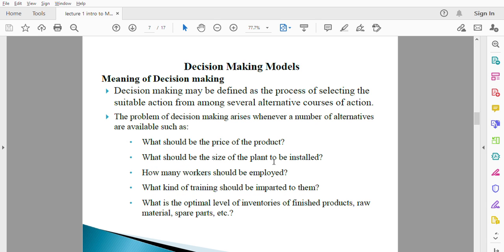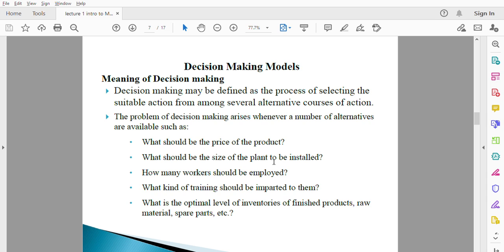Alright, let's look at decision-making models. Meaning of decision making. What is the meaning of decision making? Decision making may be defined as the process of selecting a suitable action from among several alternative courses of action. So there might be different courses of action, but to make a decision is to select the best, the suitable action from amongst all these different or alternative courses of action.